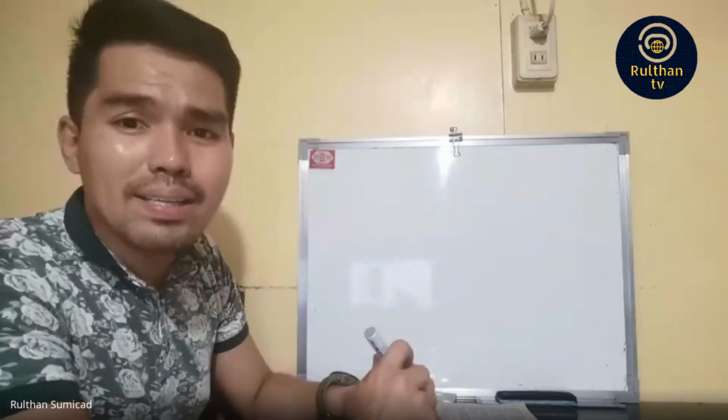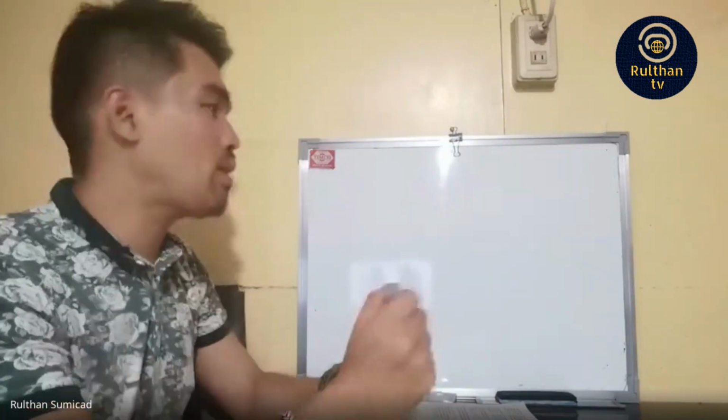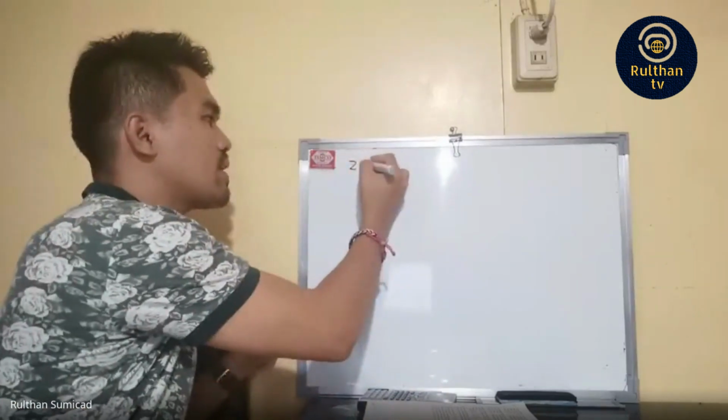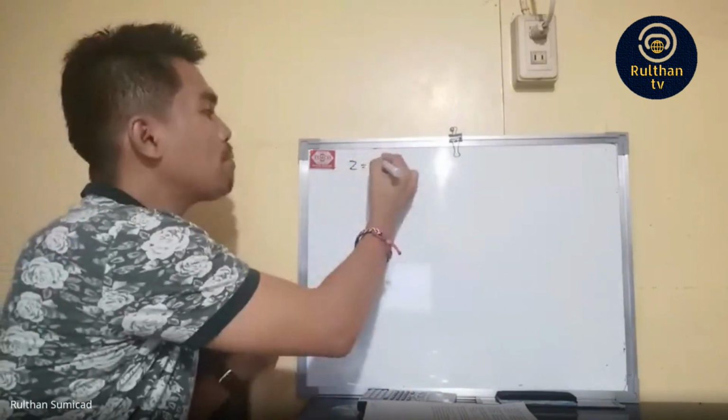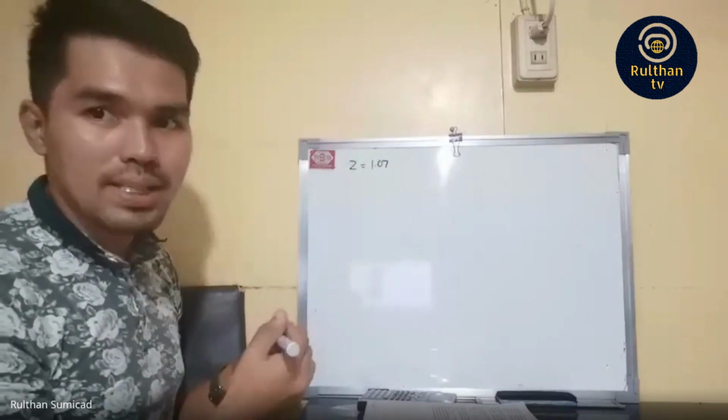If the calculated z for an experiment equals 1.5, so our calculated z is 1.07, for example, that is the calculated z.